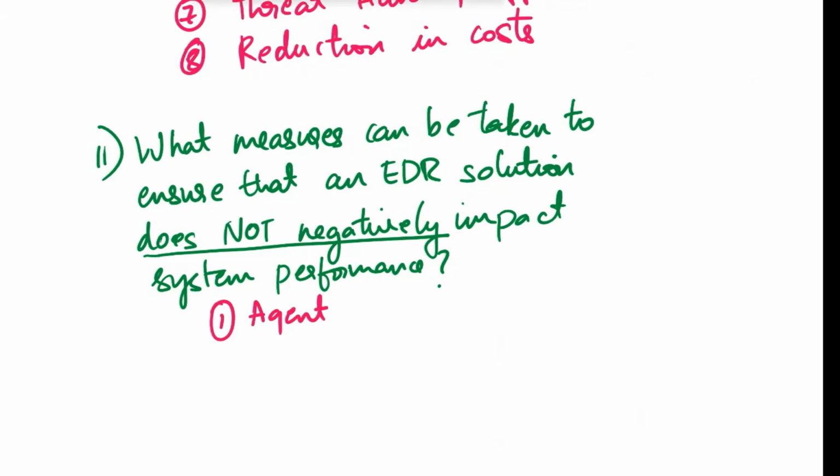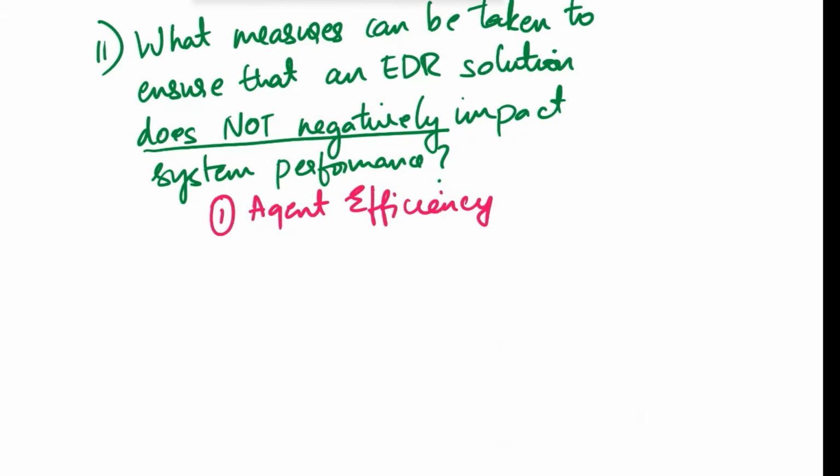Agent efficiency. Choose an EDR solution that is designed to be lightweight and efficient. EDR agents should have a minimal footprint and consume fewer system resources to prevent slowdowns. Next one is resource scheduling. Configure EDR agents to perform resource intensive tasks during off peak hours or when the endpoint is idle. This helps prevent performance degradation during the times when users are actively using the system.